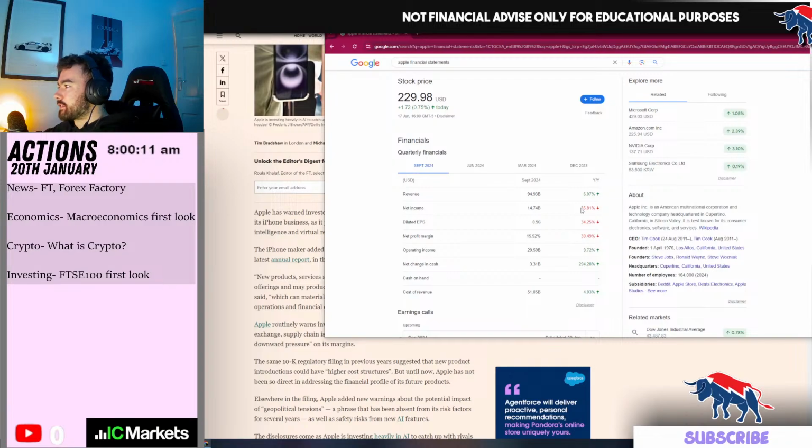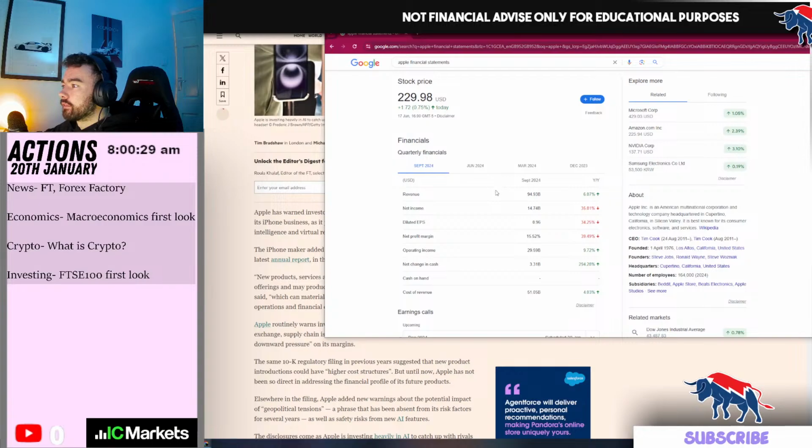Oh, look at this. Down 35%. So even though revenue was up, net income was down by quite a significant chunk there. 35%.